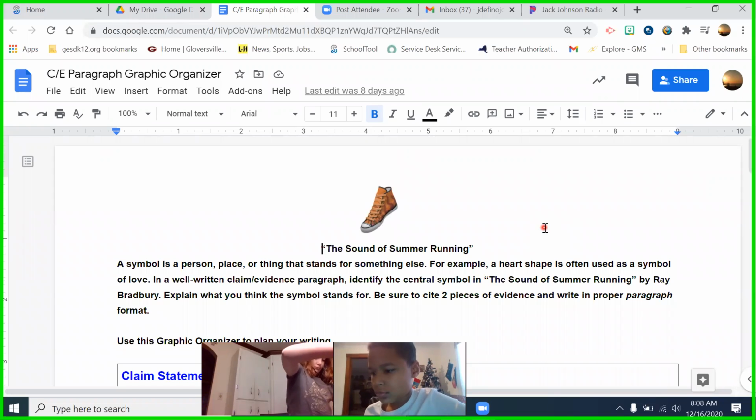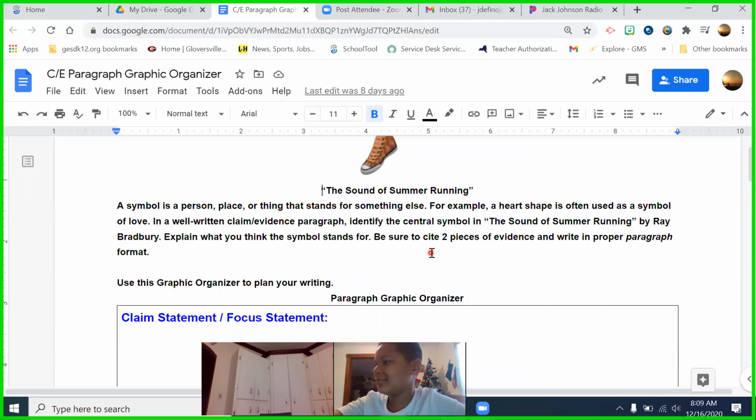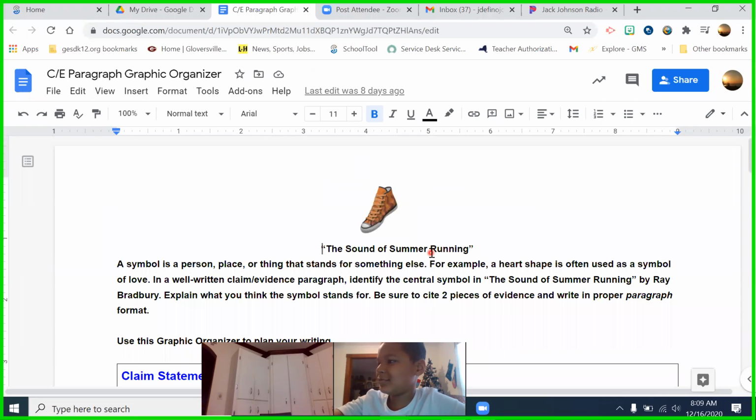All right, let's take a look at the question. It says a symbol is a person, place, or thing that stands for something else. For example, a heart shape is often used as a symbol of love. In a well-written claim evidence paragraph, identify the symbol in The Sound of Summer Running by Ray Bradbury. Explain what you think the symbol stands for. Be sure to cite 2 pieces of evidence and write in proper paragraph format. Okay, that should look very familiar, yes?